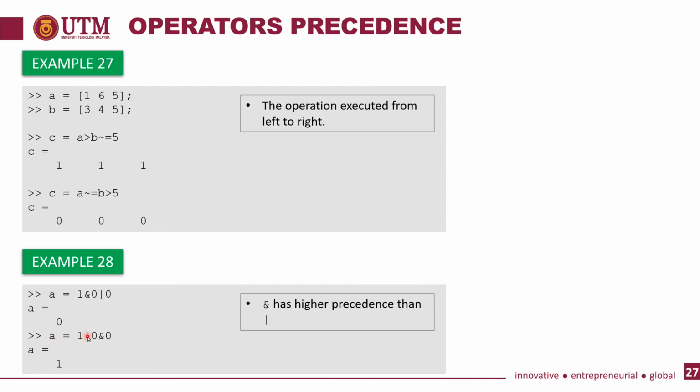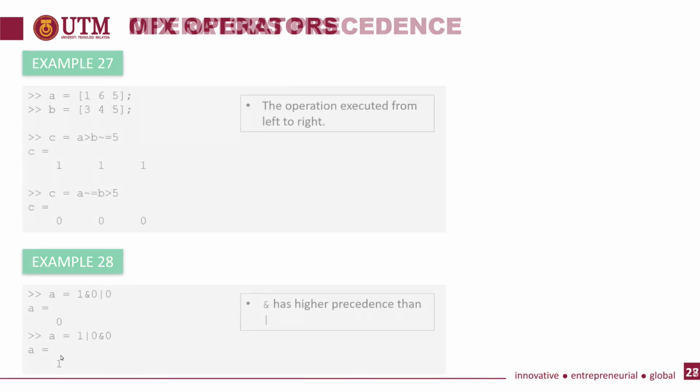Alright, and then the next one is A equals 1 or 0 and 0. From this statement, we need to execute the AND operation first. So we execute 0 and 0 equals 0, and then 0 or 1 will be equal to 1, because when you execute an OR statement, if one of the numbers has the value of 1, it will become 1.